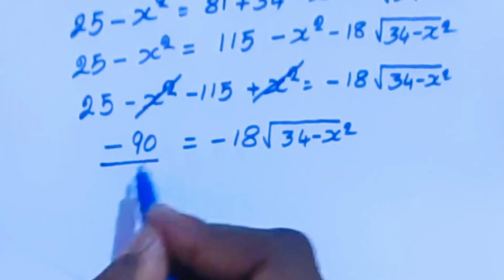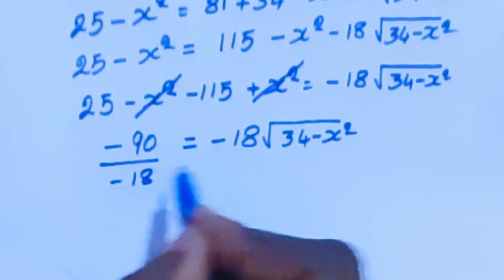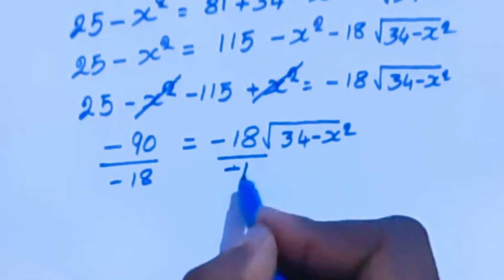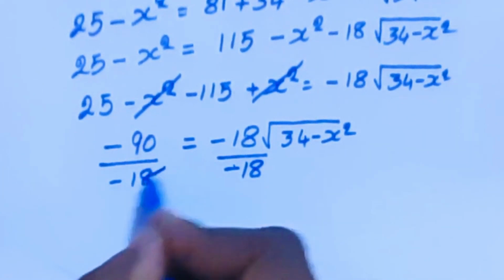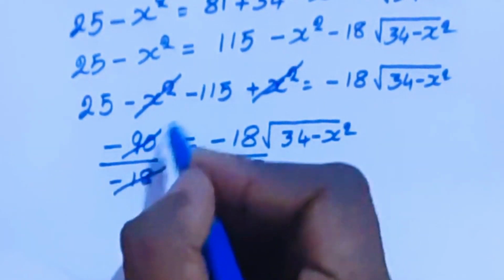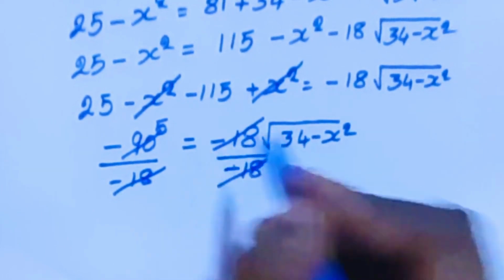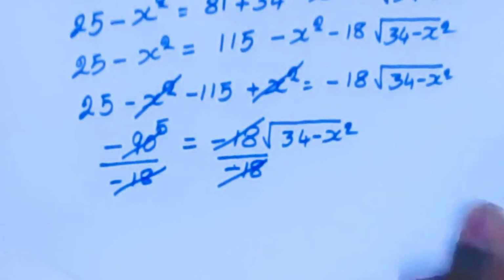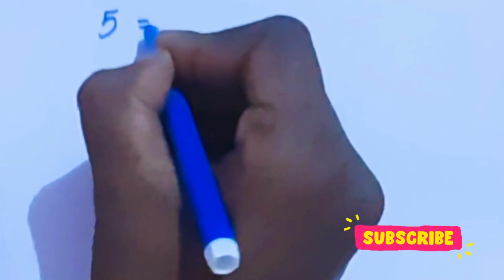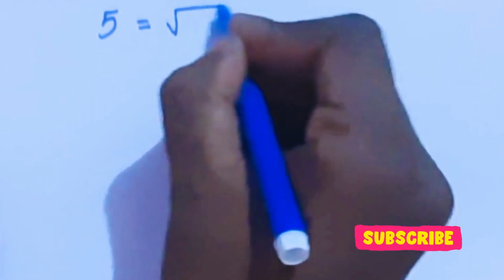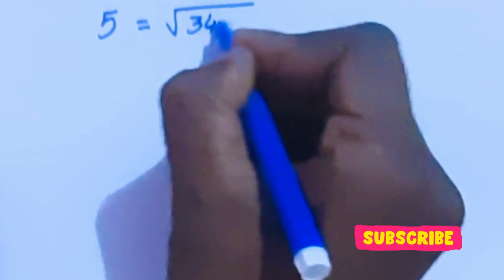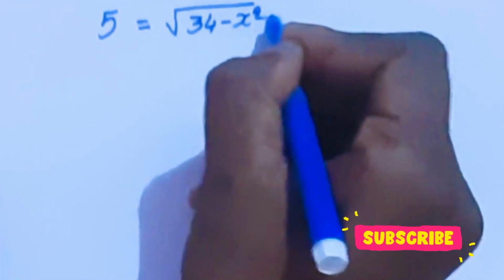Divide by minus 18 on both sides. Now simplify here, you get 5 here. This minus 18 cancels this minus 18. Now we have 5 equal to square root of 34 minus x square.